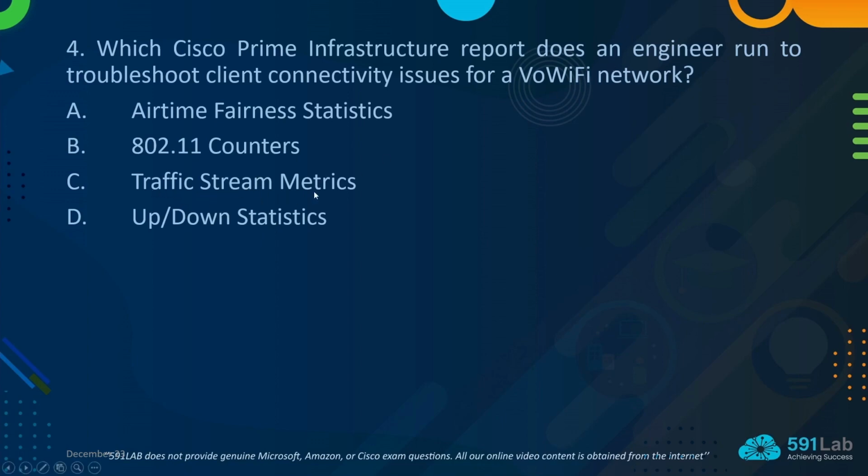But traffic stream metrics, or as we call it TSM, is generated for the selected access point, and basically shows us QoS statistics and latency of the voice traffic stream. So this is very helpful when it comes to a voice network, because it will show us the QoS status. So if we see in the TSM report that, for example, the QoS is not correct, we can have an idea why we have the issue. So this is the most helpful option that we have, traffic stream metrics. So the answer is C.